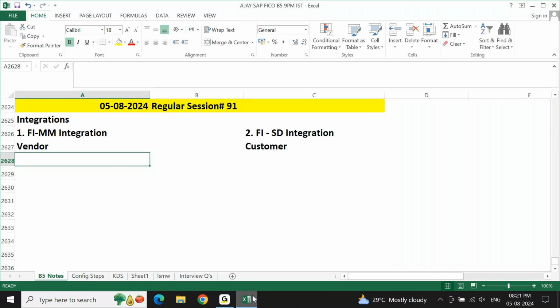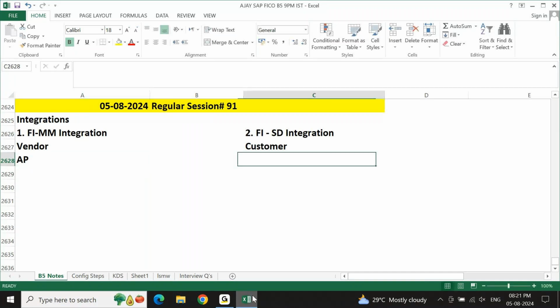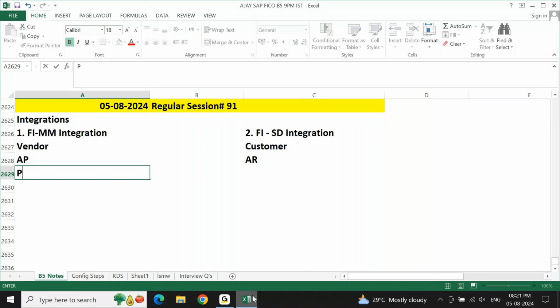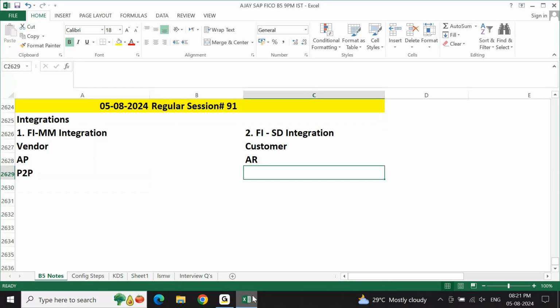When we were talking about vendor, we were talking about AP. Similarly, when we were talking about customer, we were talking about AR. AP or vendor is one and the same. AR or customer is one and the same. Now this AP is also represented as P2P, procurement to payment. This AR is also represented as O2C, order to cash.